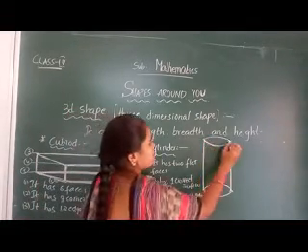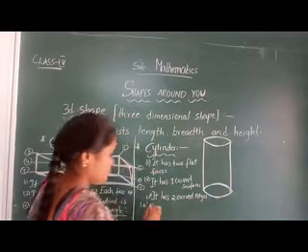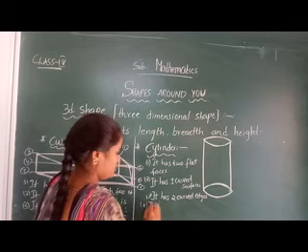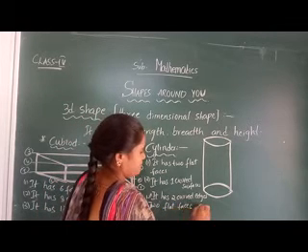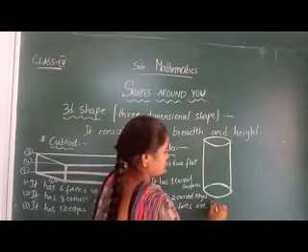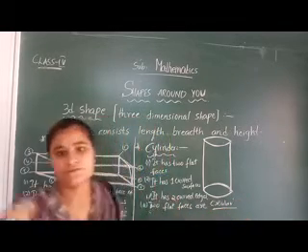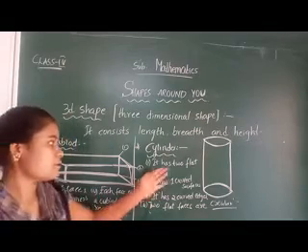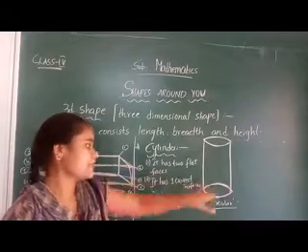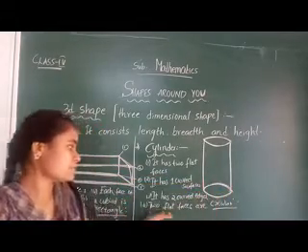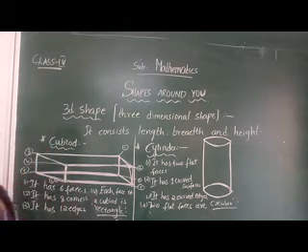These flat faces look circular, right? Two flat faces are circular. It has two flat faces. It has one curved surface. It has two curved edges. Two flat faces are circular. Okay, ma'am. Next one, cone.